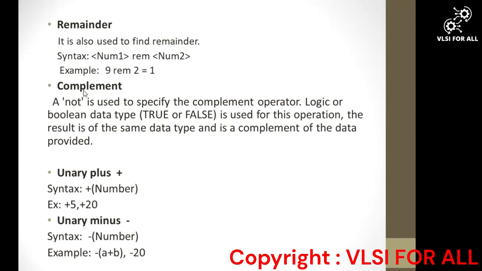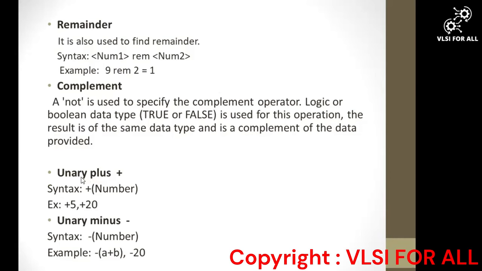So the next one is the complement operator. The complement operator is also called the not operator. Its syntax is not, and after that we specify a boolean value like true or false in the bracket, and it will give the opposite result. Like if we select not true, its result will be false. If we select not false, then its result will be true.